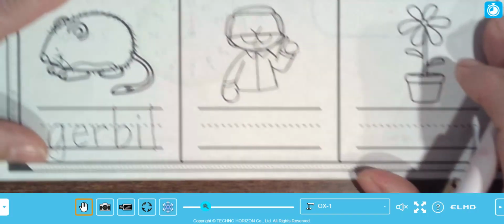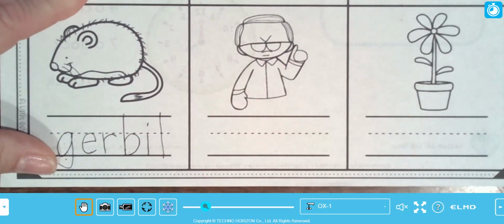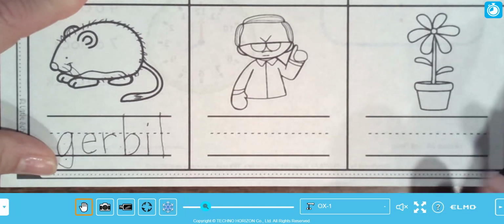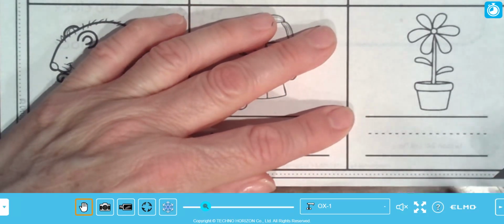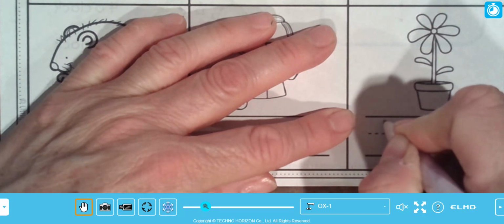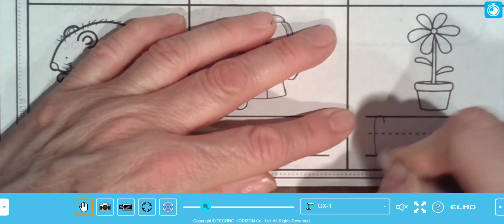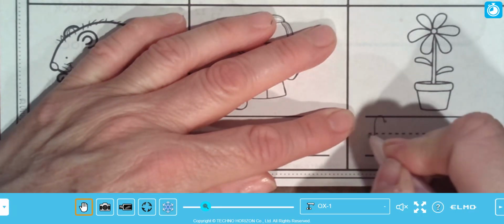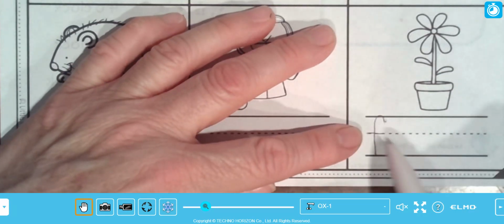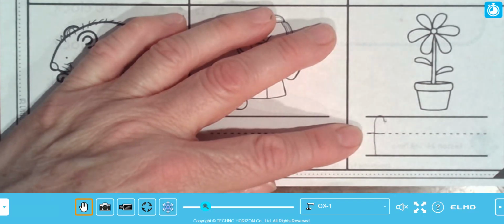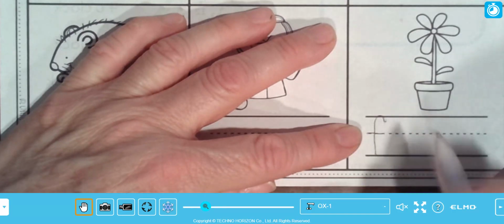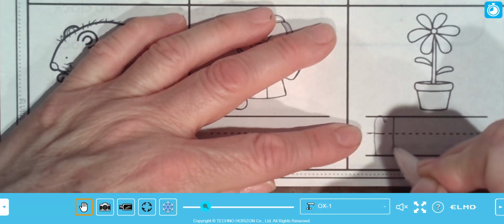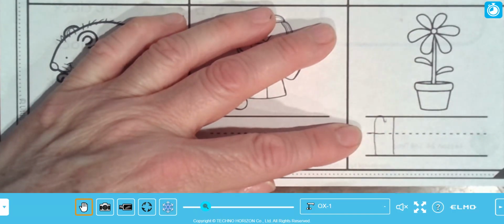Where can you find the word flower? Right here, right? Flower. So let's write it down. The F is a tall. So it starts at the top and goes down. I'll do that again. Starts at the top, it goes down. And then it crosses in the dashed line. So L, the L starts at the top and goes straight down to the bottom and stops. L.